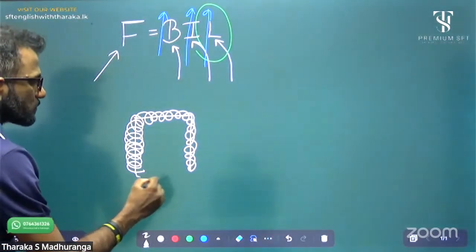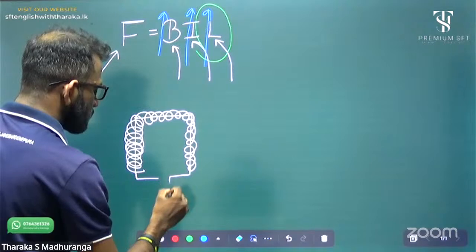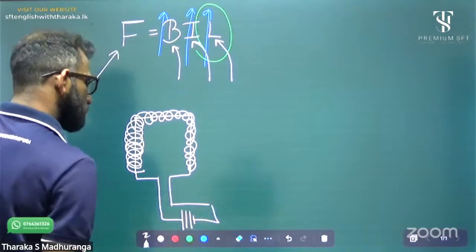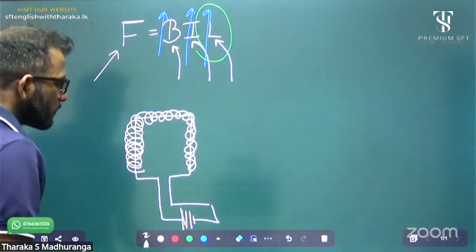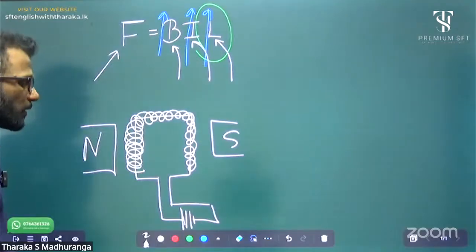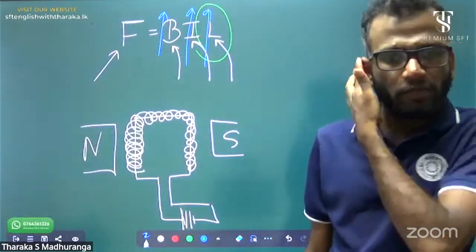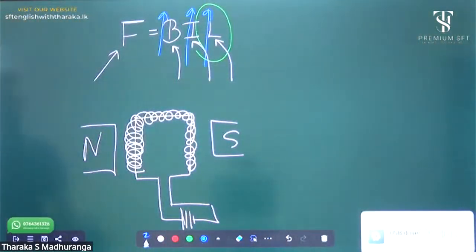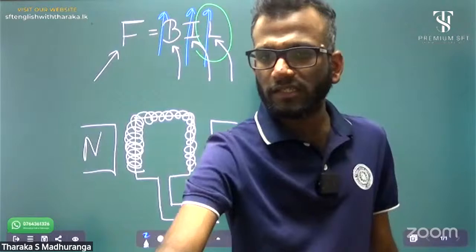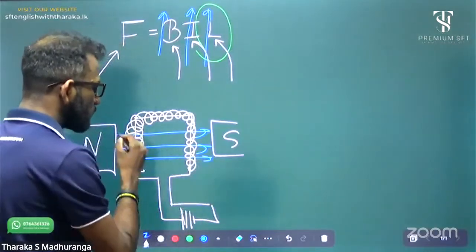Between two N and S magnets, connected to a battery. Okay, this is a simple fan. This is the N and this is the S magnet. Now what happens? What is the magnetic field direction? N to S or S to N? The magnetic field direction is always N to S. Very good.